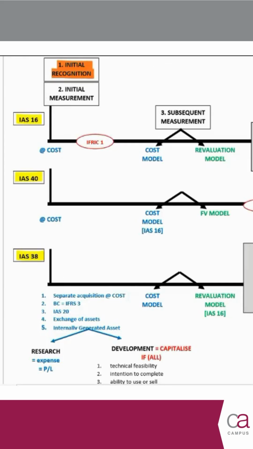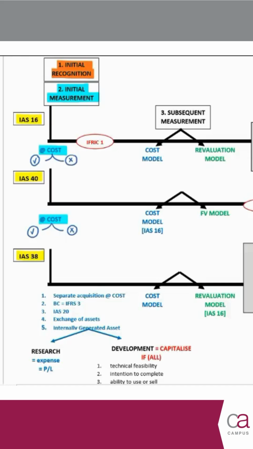Then the next important thing, once you have identified that this is an asset within our 3 standards, you need to know how to initially measure this asset. Now, when you look at IAS16, this will be at cost. When you look at IAS40, this will be at cost. Now, extremely important with IAS16 and IAS40, the standard indicates to us the costs that should be included and excluded. Therefore, you need to ensure that you know which costs you need to include and exclude.